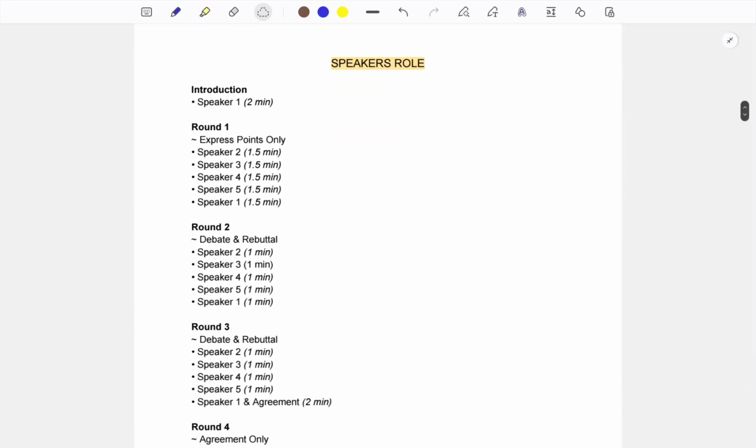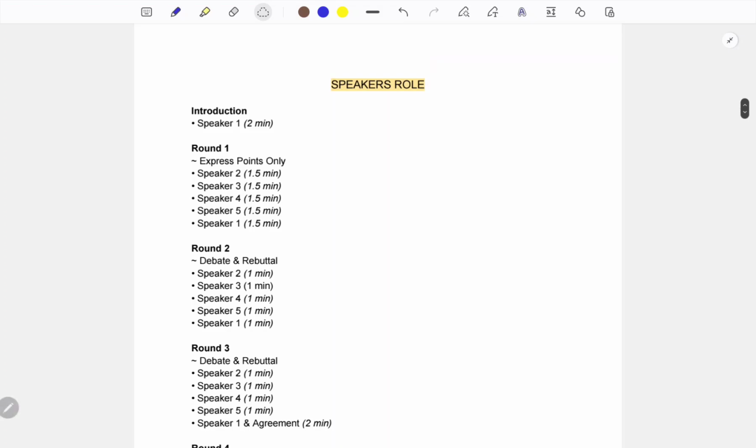So we're going to have five speakers: 1, 2, 3, 4, and 5. Everyone is going to have the same role, but the first speaker is going to do the introduction, and the fifth speaker is going to do the conclusion. The first speaker also needs to do the final decision of the best solution.